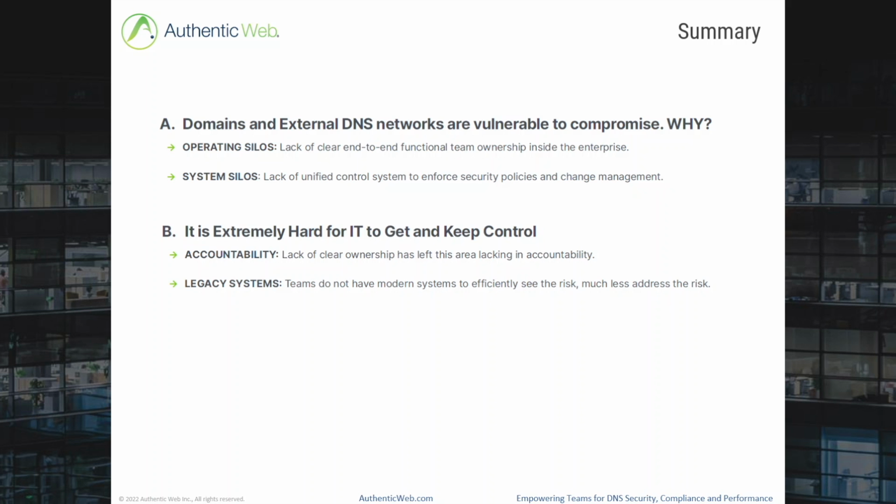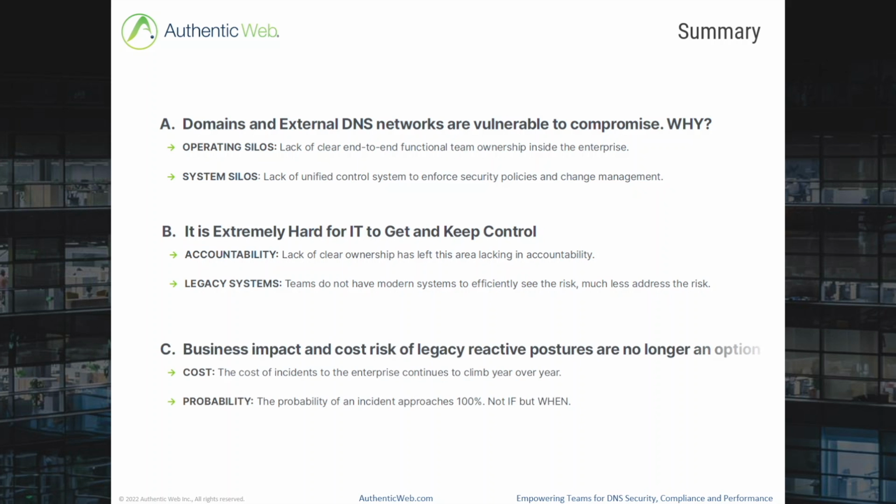Lack of accountability and ownership is the first point. And then legacy systems. We're just not giving our teams the tools to be able to manage this effectively inside the organization. And third, the business impacts and costs are driving the need to become proactive versus reactive. Costs are climbing year over year. The probability of an incident is approaching 100%.